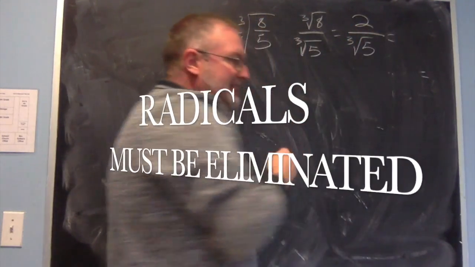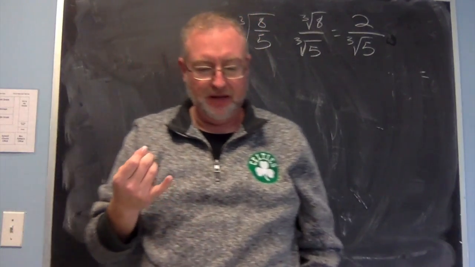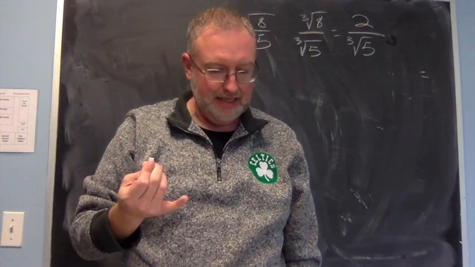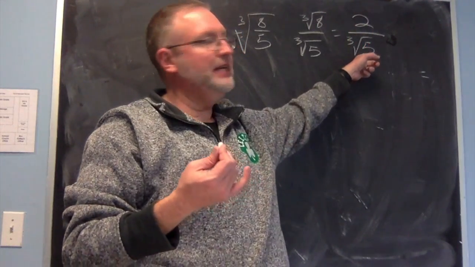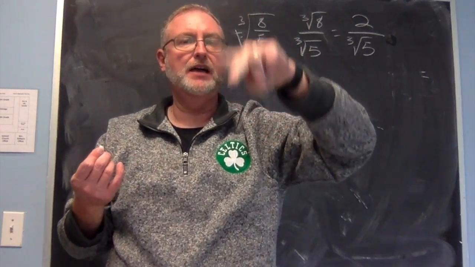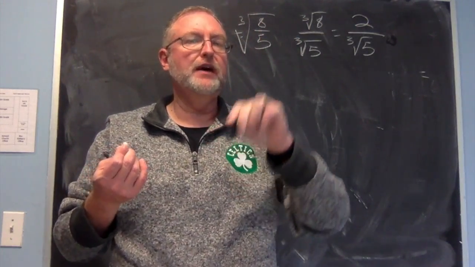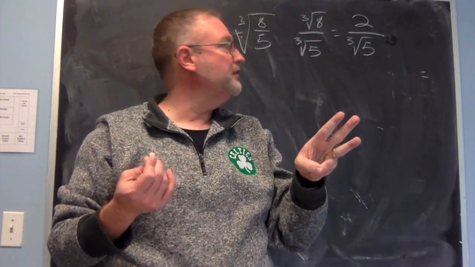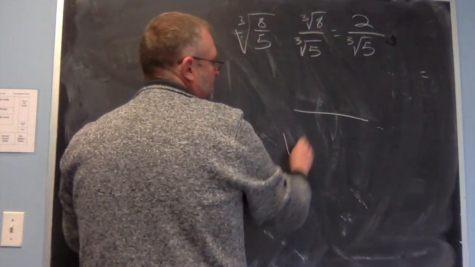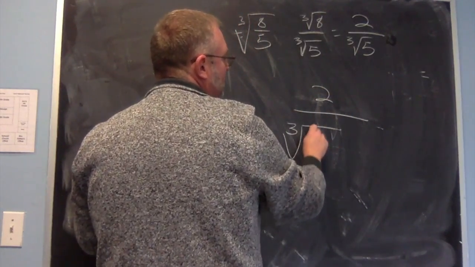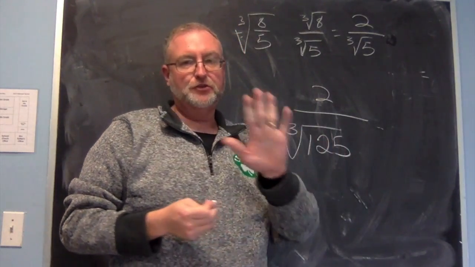So what we need then is to multiply it by something to eliminate it. So what would we multiply? Basically, I need to get a perfect cubed root. So 5 times 5 times 5. 5 times 5 is 25. 25 times 5 is 125. I have 2 at the top, and I need the denominator to be the cubed root of 125, because I know the cubed root of 125 is 5.